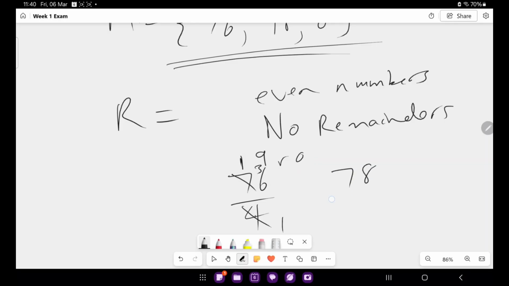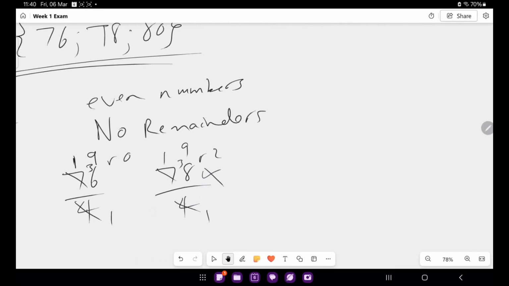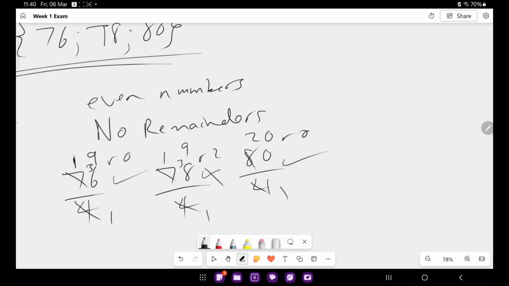Let's go 78. 78 divided by 4. 4 into 4, 1. 4 into 7, 1, remainder 3. 4 into 38, 9, remainder 2. So 78 is not. Then we go to the last one, 80 divided by 4. 4 into 4, 1. 4 into 8, 2. 4 into 0, 0. Remainder 0. So we have 76 and 80.